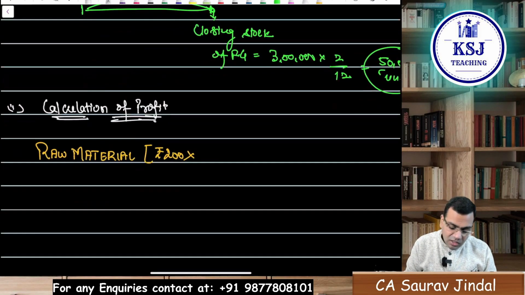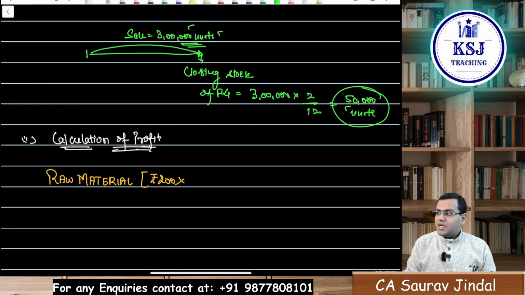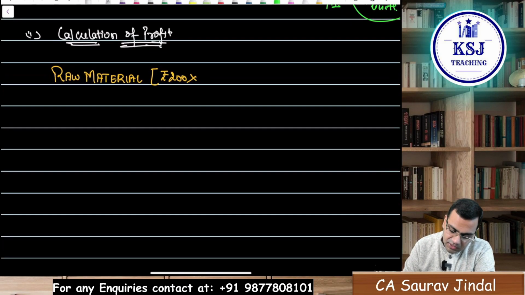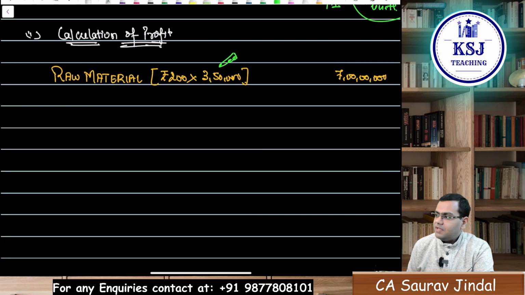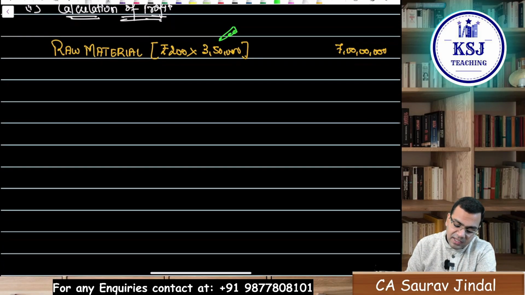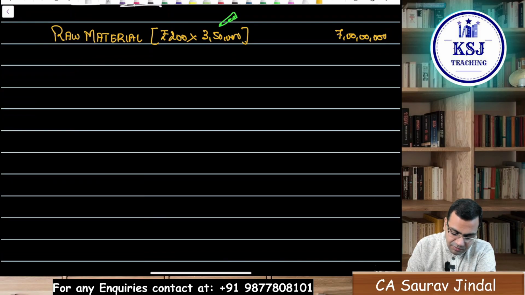So raw material cost will not be incurred on 3 lakh. The raw material cost will be incurred on 3 lakh 50,000 units, right? So raw material cost will be 200 multiplied by 3 lakh 50,000 units, right? So that comes to 7 crore. Is that clear? Now this is a very, very important point, whether it should be 3 lakh square meters or it should be 3 lakh 50,000.